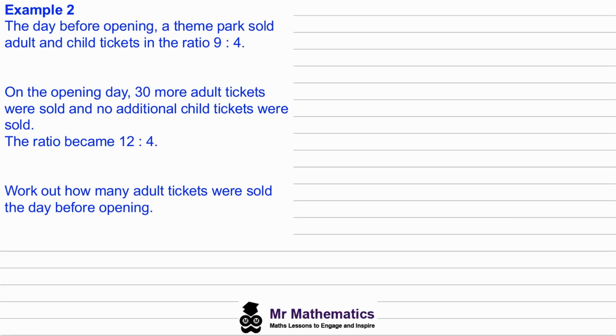In example 2, we're told that the day before opening, a theme park sold adult and child tickets in the ratio 9:4. On the opening day, 30 more adult tickets were sold and no additional child tickets were sold. The ratio then became 12:4. How many adult tickets were sold the day before opening? So again, we need to start by writing a ratio. We have 9 adult tickets to every 4 child tickets. And this ratio becomes 12:4 on the opening day.